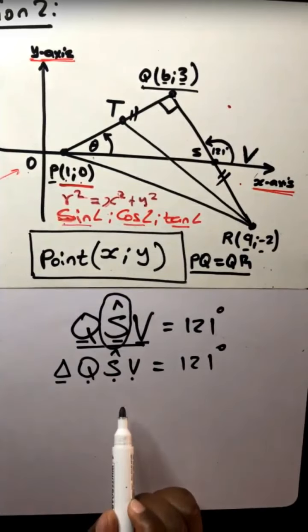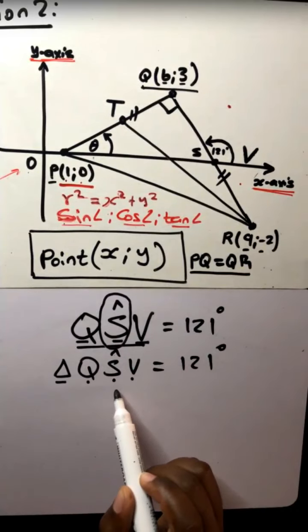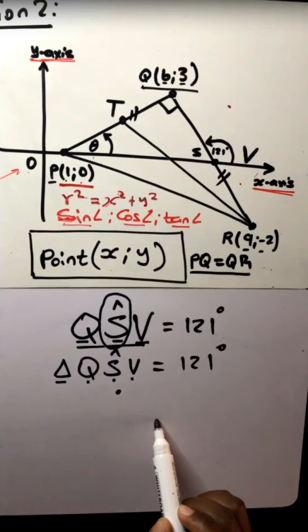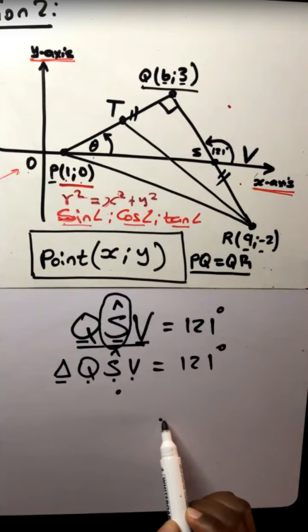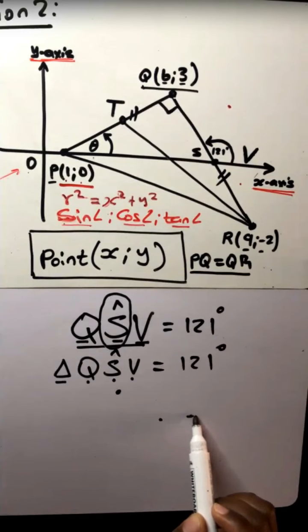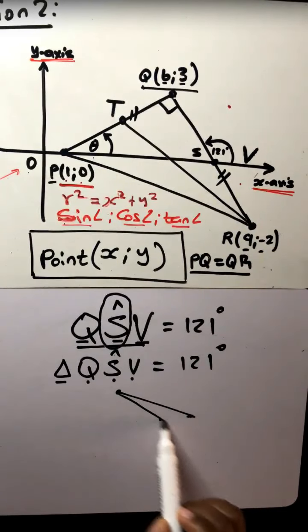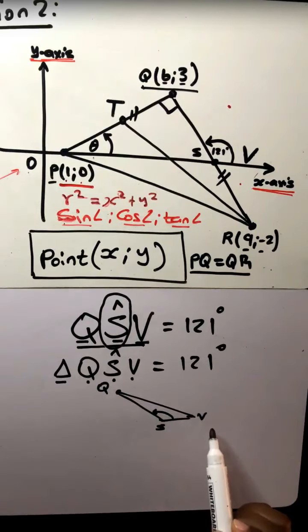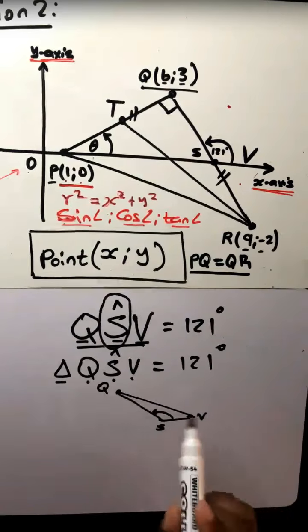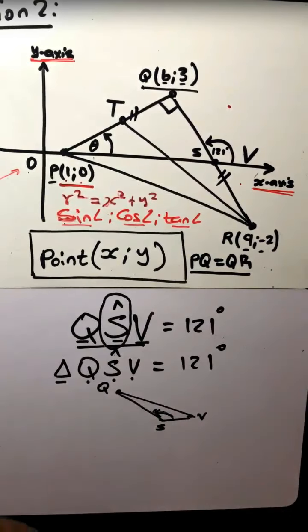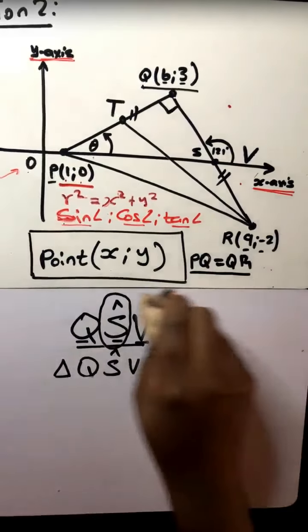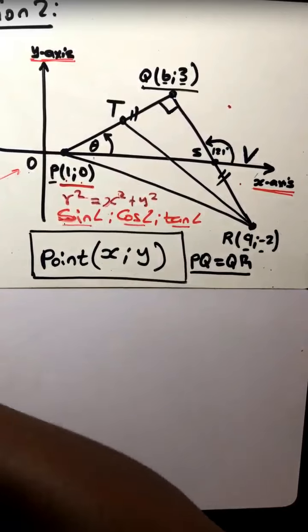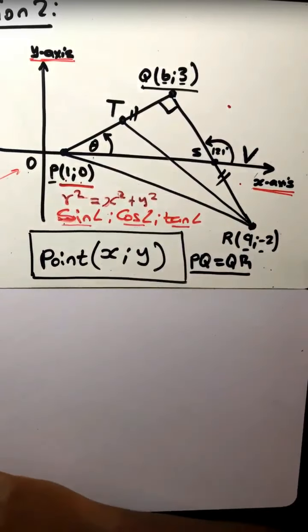So you must draw that triangle. Let's see. There is Q and S is somewhere there. Then V is somewhere there. So that means possibly this is the triangle, and this is the angle. This is Q, this is S, V is a point somewhere there. So this is the angle that they are talking about. Remember, guys, I just wanted to teach you how to read the given mathematical statement. So they are saying that angle is equal to 121.